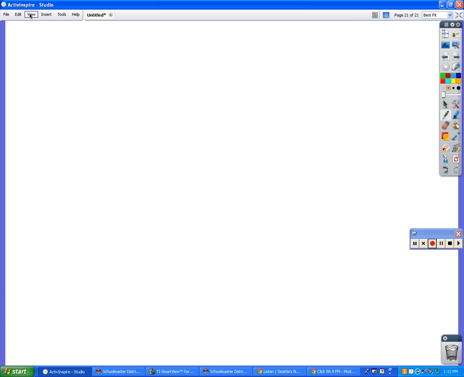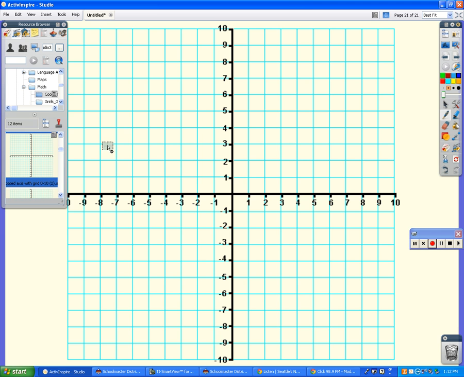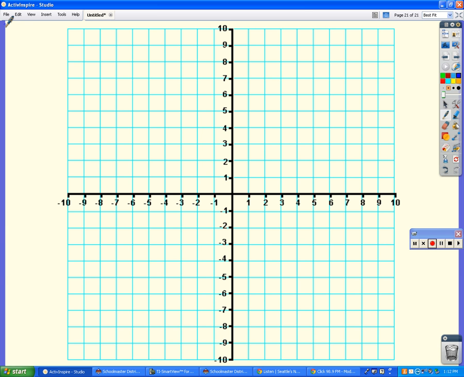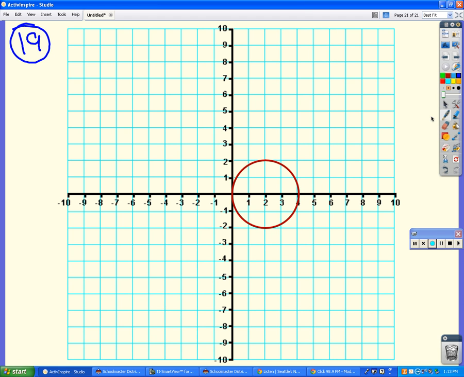Okay, so the consensus is maybe those last three. So number 19 starts with a circle, and you are asked to perform the following transformation on this circle.